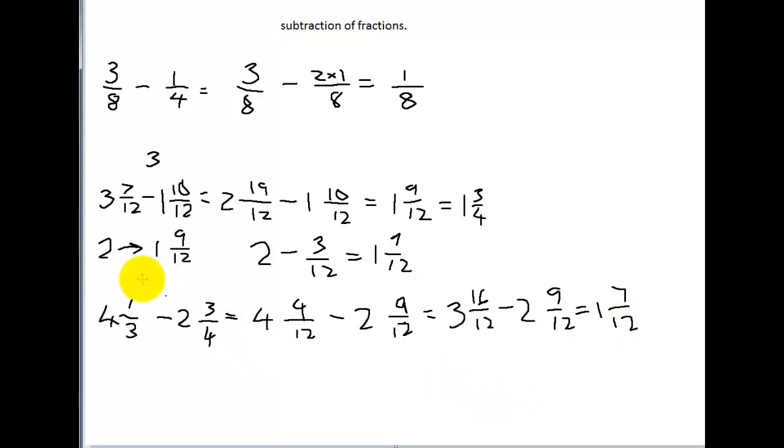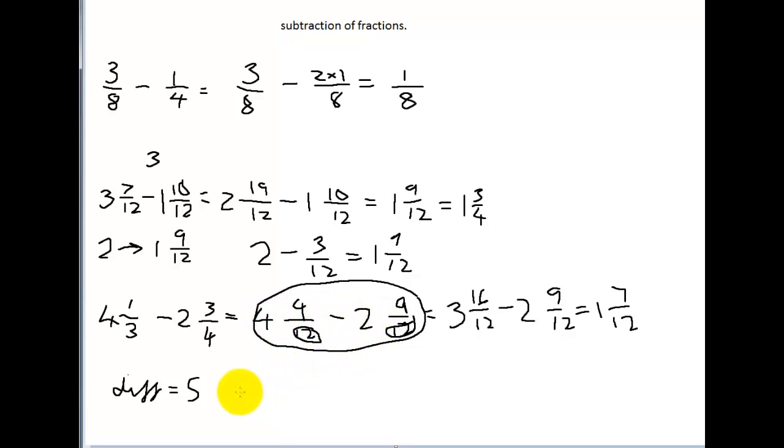Now, to do this the quick way, you first of all need to do this step as well, because you need to get the same common denominator of 12. The method only works if you have the same common denominator. Then you work out the difference, which is 5. So let me just write that: difference equals 5, and then you have 4 minus 2 is 2.